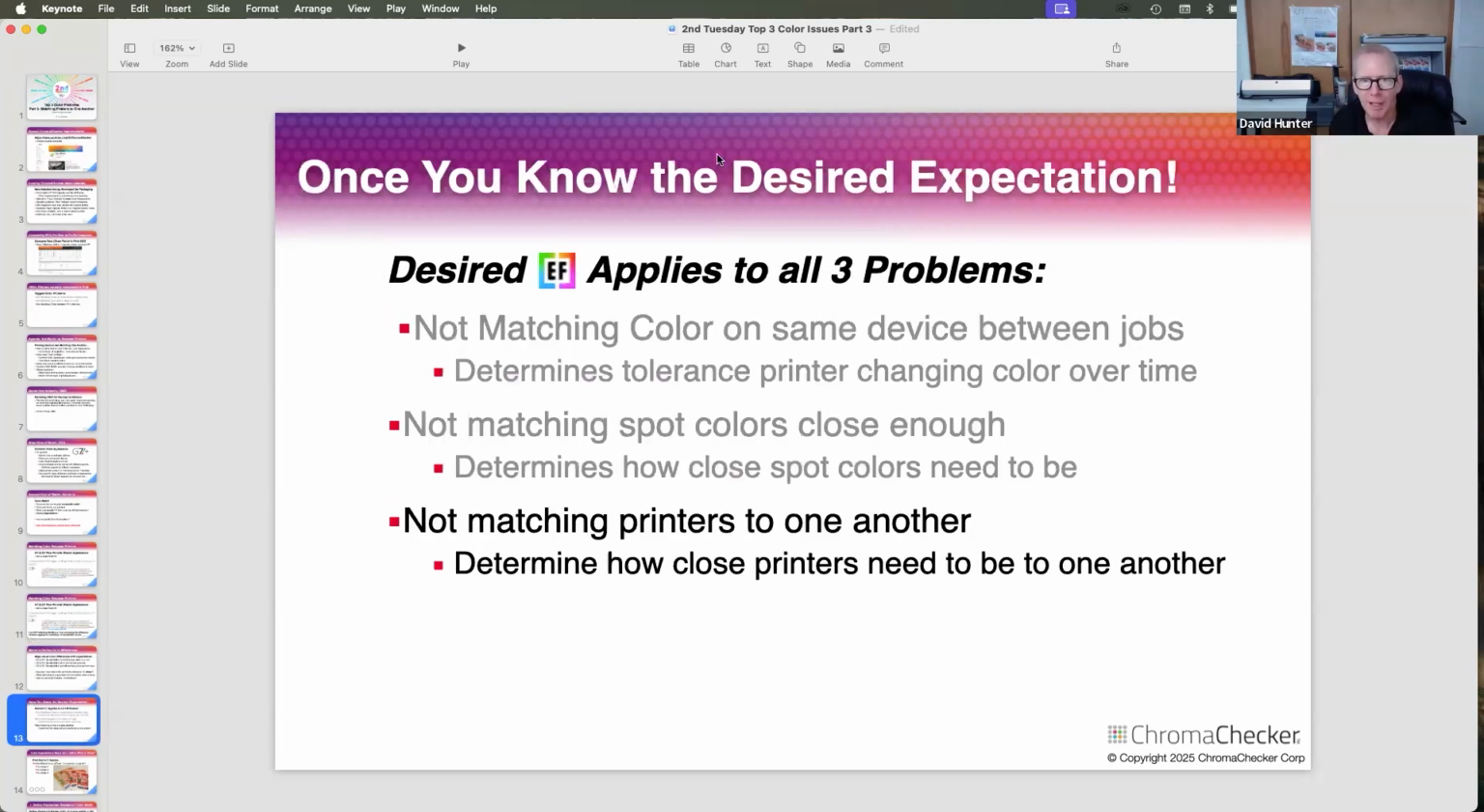So this session is talking about when printers do not match one another, how do we apply E-factor to figure this out? Our last two sessions, we used E-factor to define how consistent a printer was printing to itself. And we talked about how delta E and E-factor can help you with aligning spot colors. This month, we're talking about aligning printers.